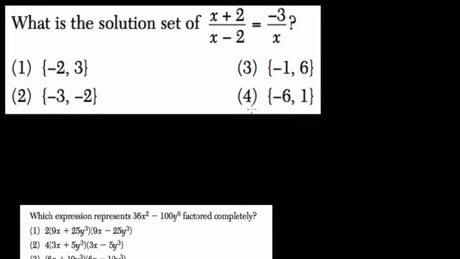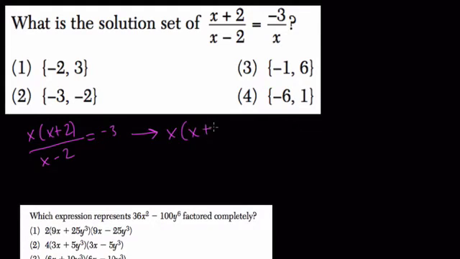What is the solution set of this problem? So we have x in the denominator here. I'll multiply everything by x. So we have x times x plus 2 over x minus 2 equals negative 3. I don't want this x minus 2 here in the denominator, so multiply both sides by x minus 2. On the left-hand side it cancels out, so we'll have x times x plus 2 equals negative 3 times x minus 2.